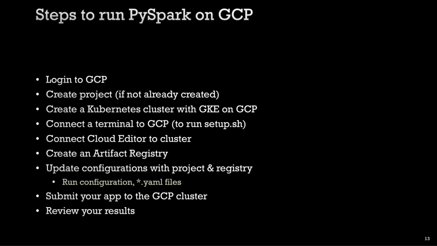So back to our to-do list. We logged in, we created a project, created a Kubernetes cluster. We initialized the cluster with a setup script, which creates a Spark operator and also initializes the Spark account. We connected our cloud editor to the cluster. We created an artifact registry for the Docker images. We then edited a couple of the YAML files to make sure that they have a prefix before the image name, so that we use the registry and then the image name.